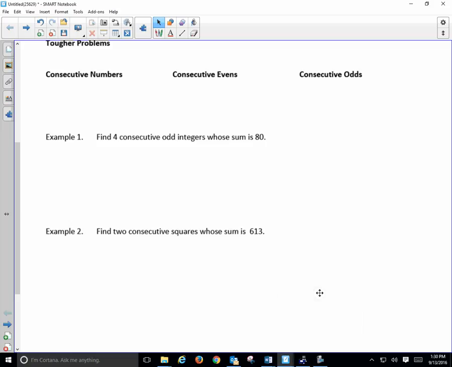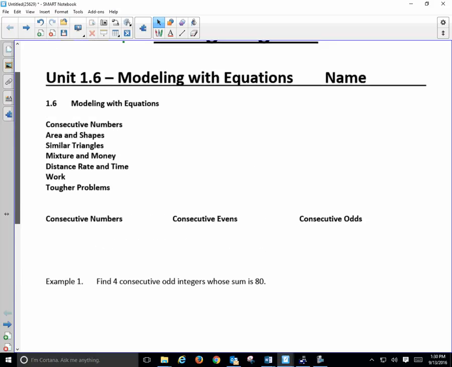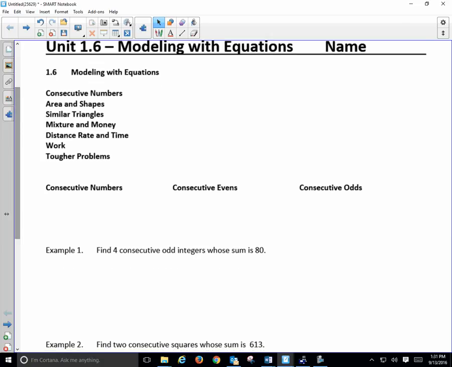Okay, so we begin. We have modeling with equations. So we want to take everything we know about equations from chapter 1, and we want to start to apply it in order to model real-life situations, which is obviously where mathematics is more powerful. And so these are the topics that we're going to cover, and tougher problems, problems I'm not necessarily going to model for. You just got to kind of figure it out. And some of you will figure it out, some of you won't. That'll just be the way it goes.